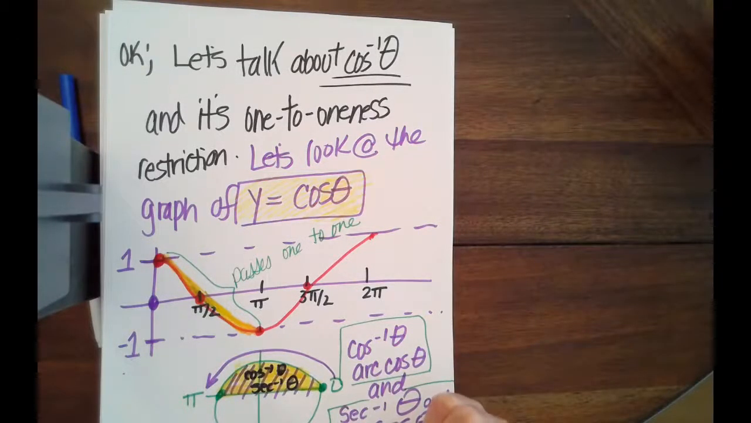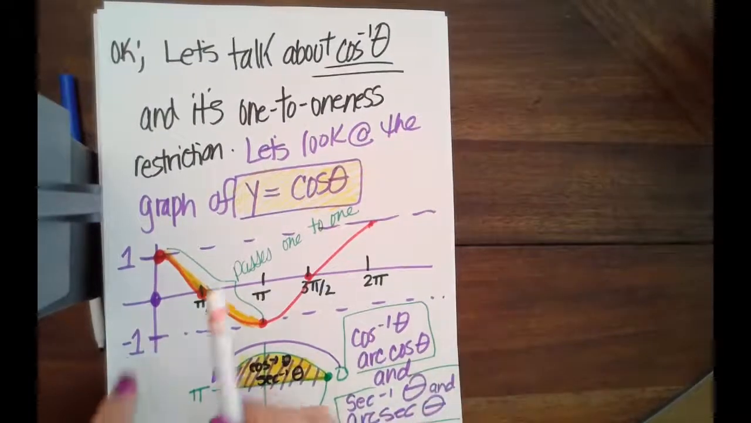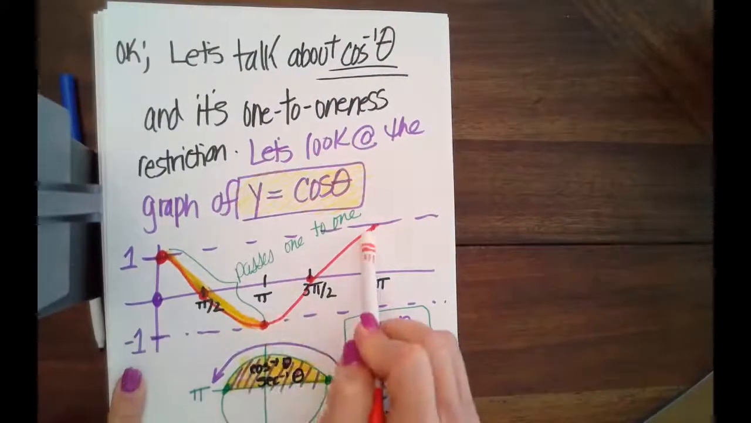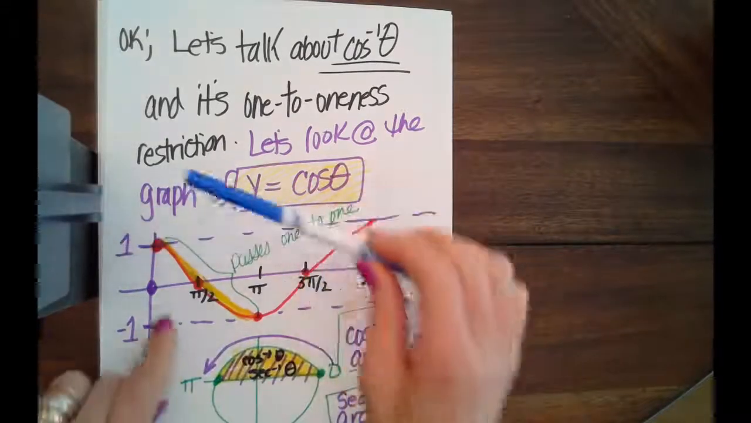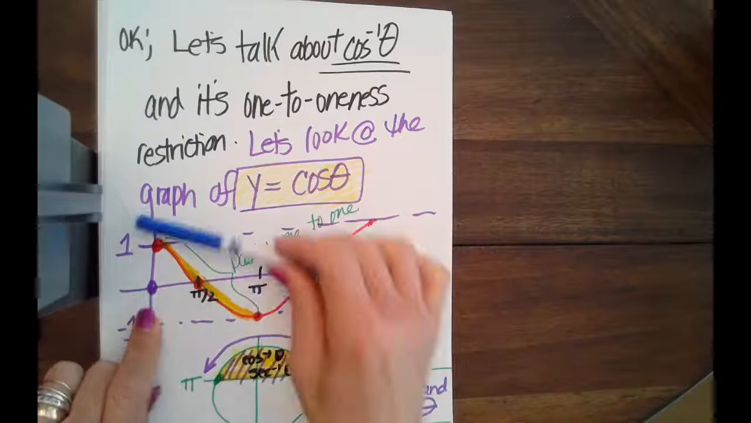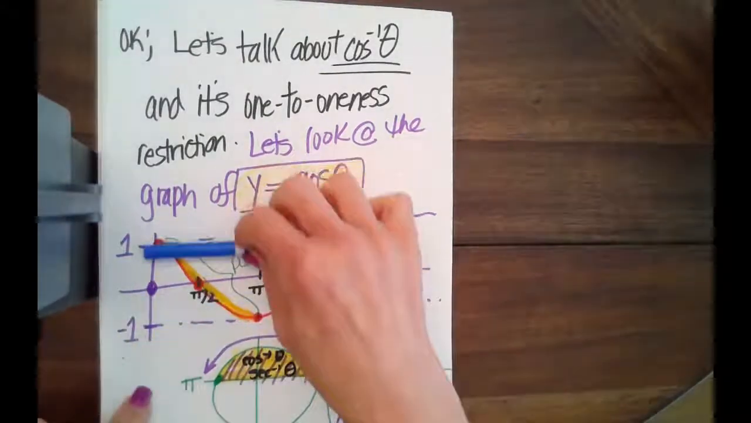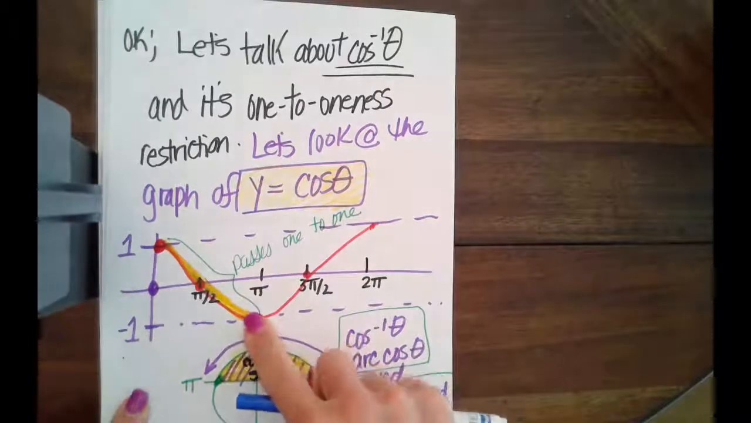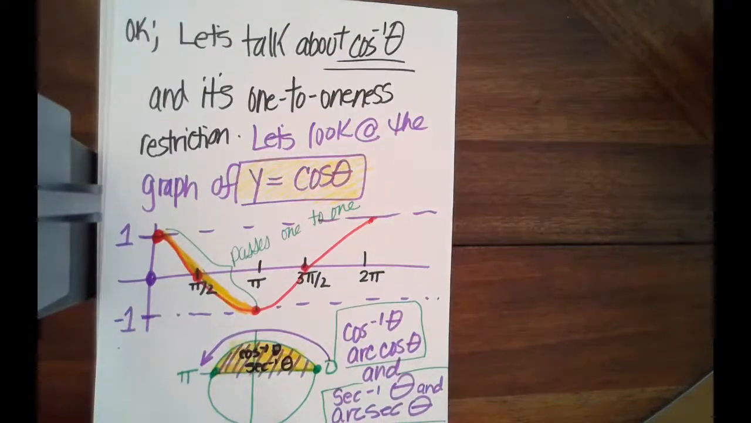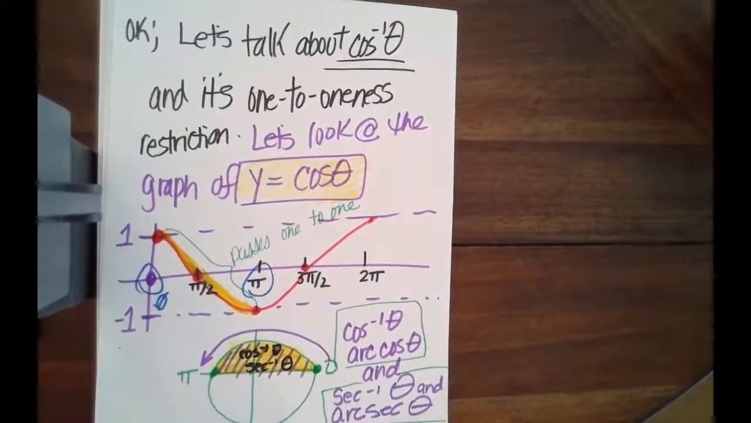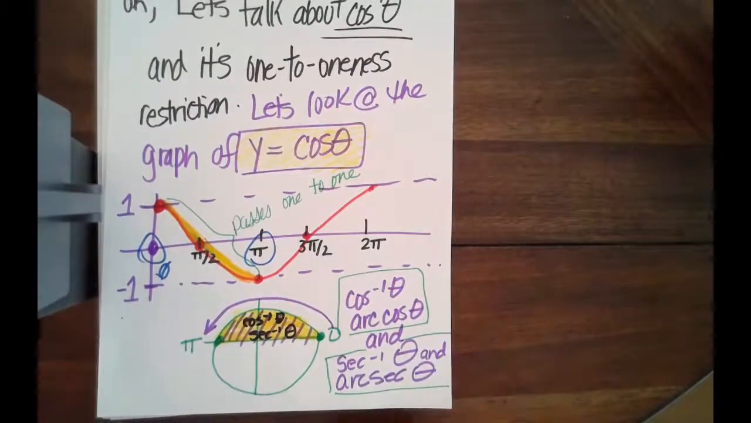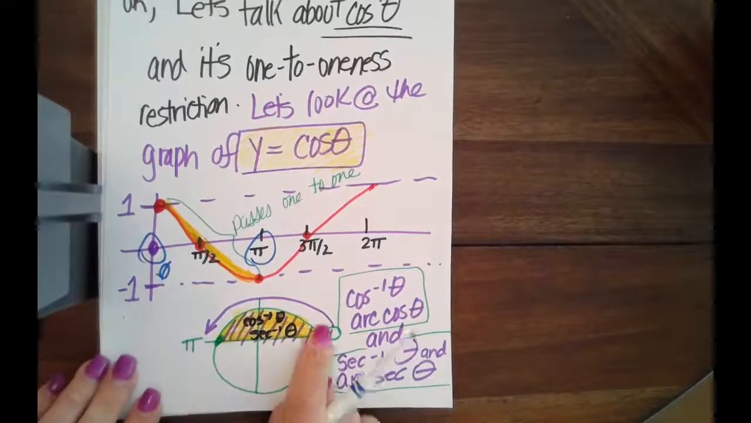We set it up, graph the parent function, and find the first available part of that function where it passes the horizontal line test. That would be from 0 all the way to pi, because along this yellow portion the horizontal line is going to fully pass the one-to-one test. So you just found the restricted area for cosine and secant inverses: quadrant 1 and quadrant 2, from 0 to pi.